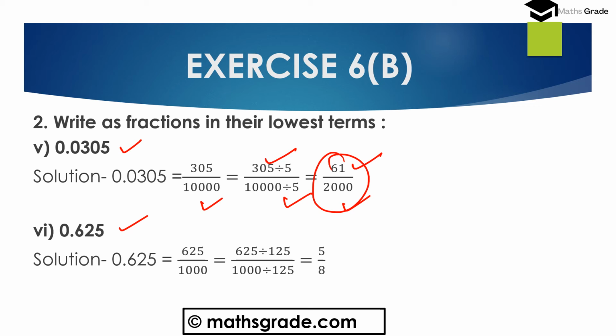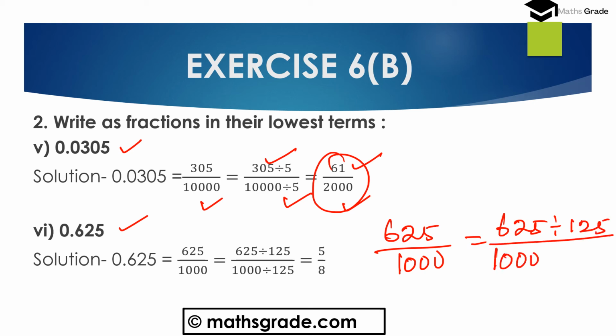0.625, here after the decimal point there are 3 digits, so we have to divide 625 by 1000, and 1000 has 3 zeros. Now find the highest common factor between 625 and 1000. 125 is the highest common factor between 625 and 1000. So divide 625 by 125 and divide the denominator 1000 by 125.